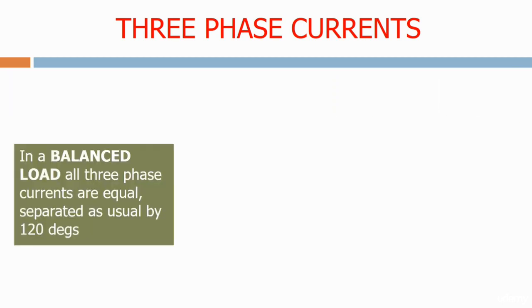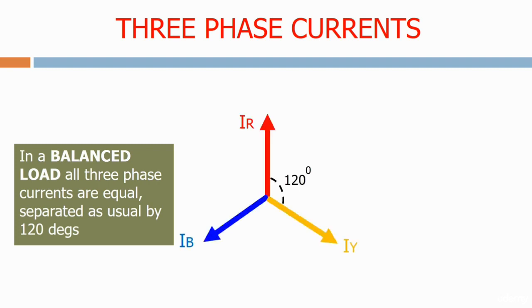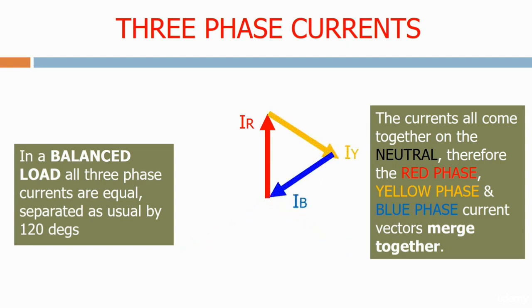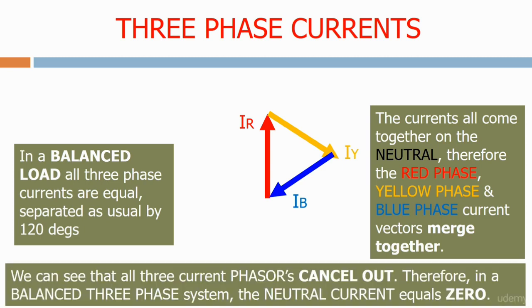In a balanced load, all three phase currents are equal, separated as usual by 120 degrees. The magnitude of the vectors depends on the loads on the system. The currents all come together on the neutral. Therefore, the red phase, yellow phase, and blue phase current vectors all merge together. We can see that all three phase current vectors cancel out. Therefore, in a balanced three-phase system, the neutral current equals zero.